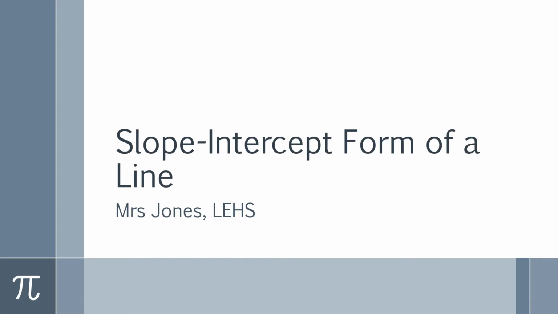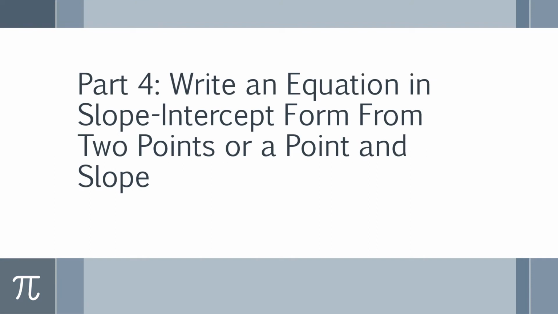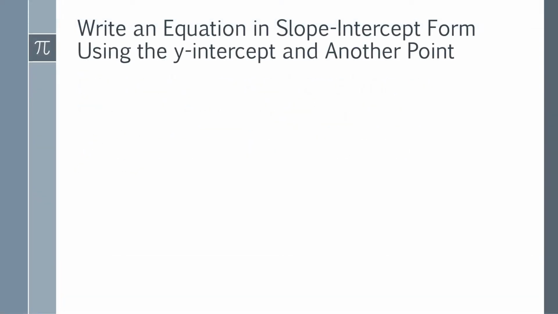This is part 4. Write an equation in slope-intercept form from 2 points or a point and the slope. This one's a little longer because there's different situations. Our first one is to write an equation in slope-intercept form when we know the y-intercept and another point.